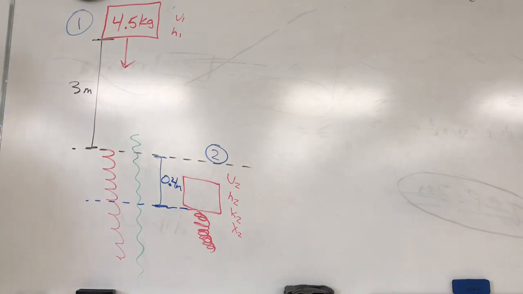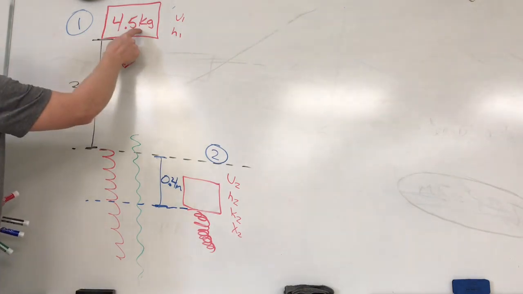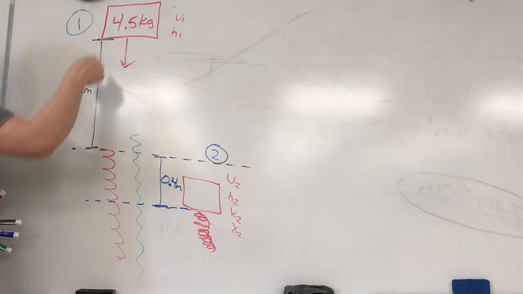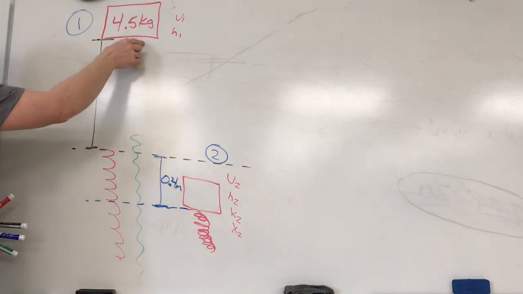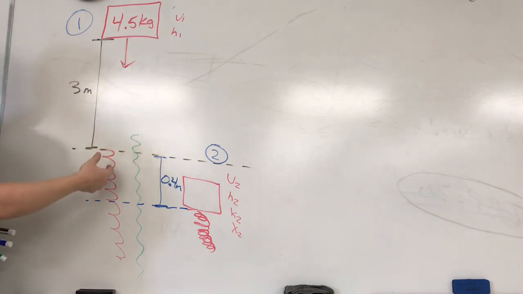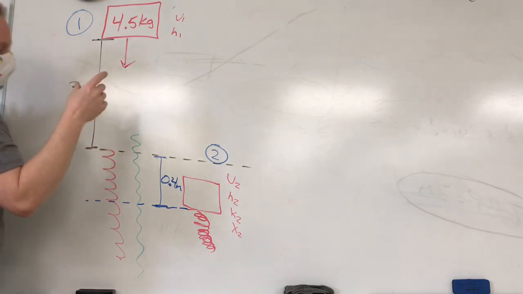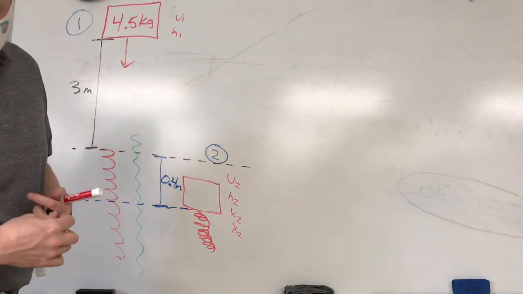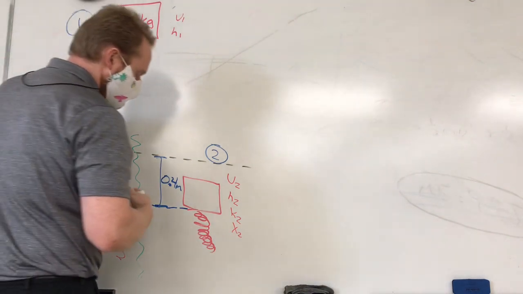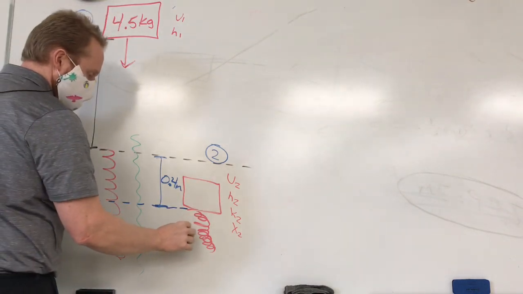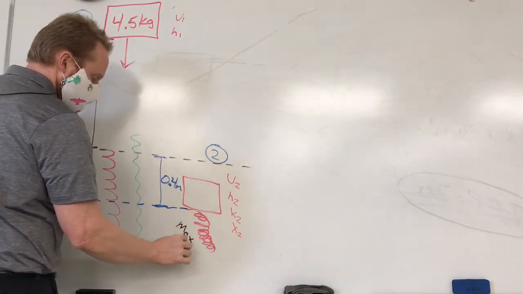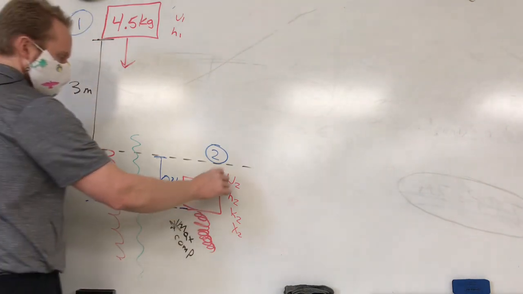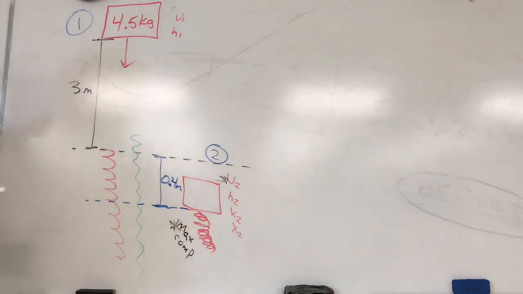So based on the information given, mass 4.5, there's a spring. It's 3 meters above the spring, and the block is moving downwards towards that spring. It's going to compress the spring, and it does tell us maximum compression. That's going to tell us something, actually it's going to tell us that velocity.